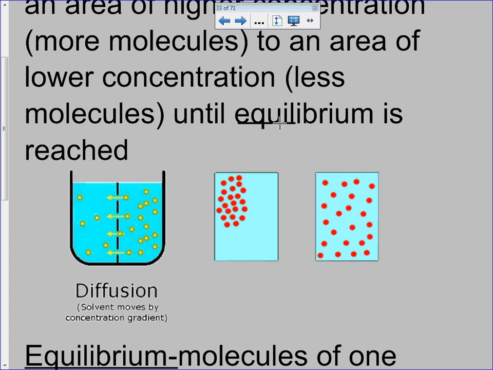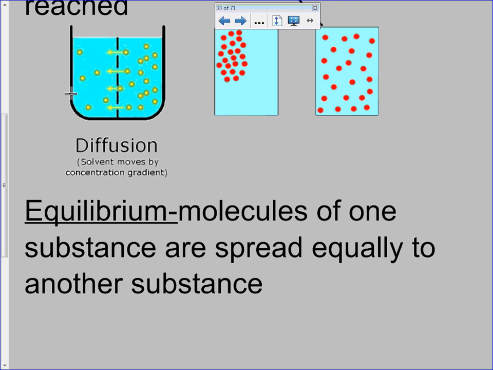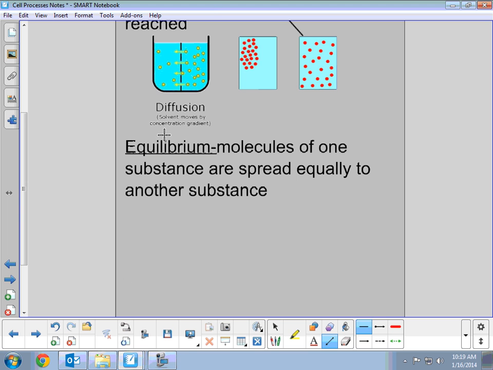So right here is an example of equilibrium. The actual definition of equilibrium is right here. I'm going to put a box around the word equilibrium. Oh my goodness. Where's my rectangle? A box around the word equal to help you remember it has to do with molecules being equally spaced apart.